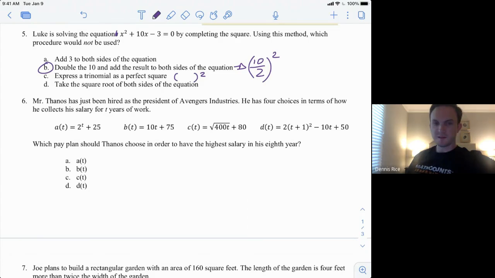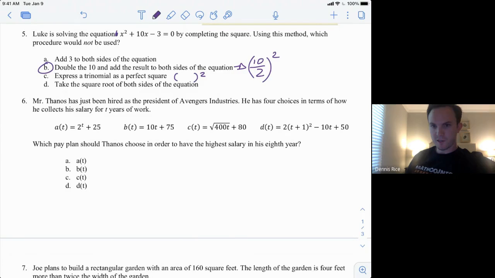Remember to type X. There are still people that type T into their calculator when they do this. Type X. Your calculator won't know what T is. Square root. For C of T, that's all under the radical. So it's radical 400x, all underneath.